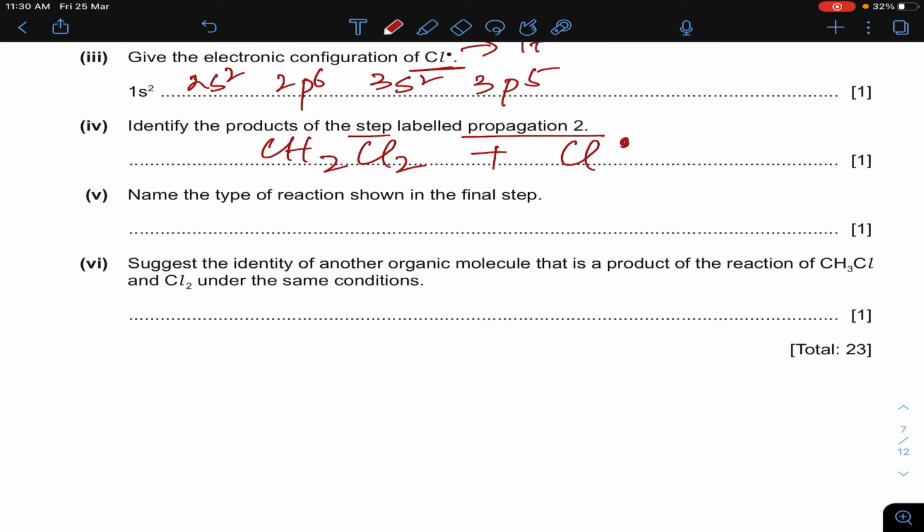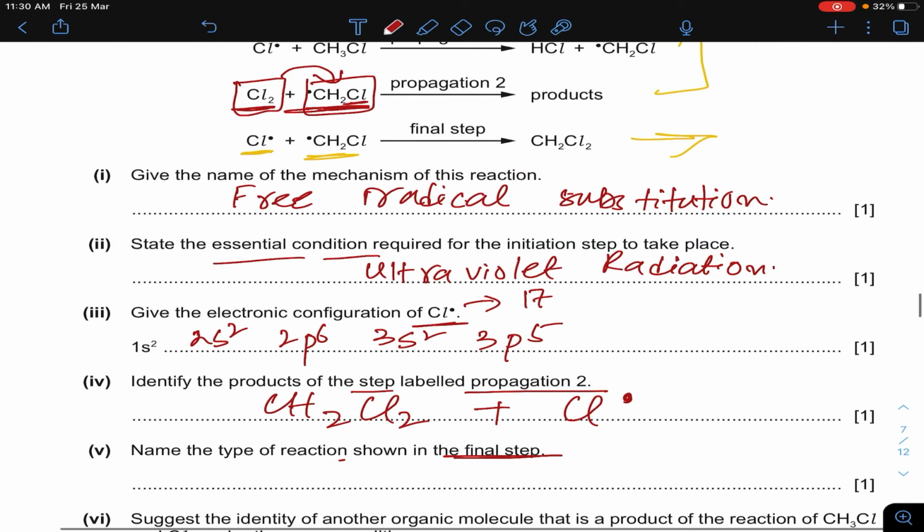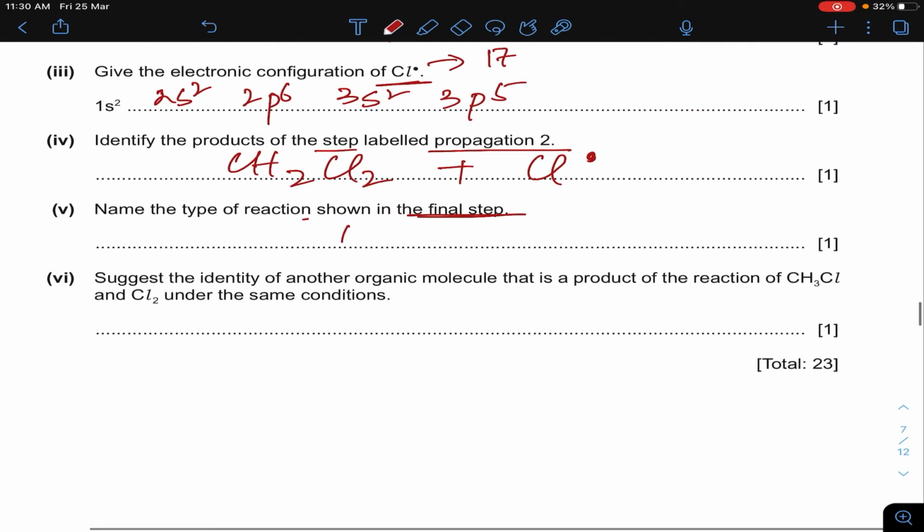Alright, then next is name the type of the reaction shown in the final step. In the final step, we have already discussed it, it is termination. There are a total of 3 steps of the free radical mechanism: initiation, propagation, and termination.